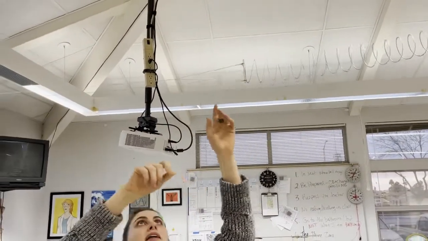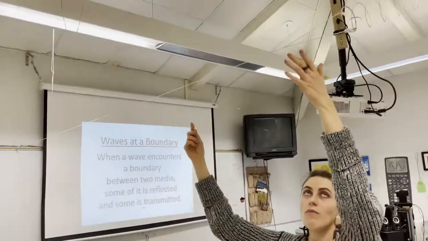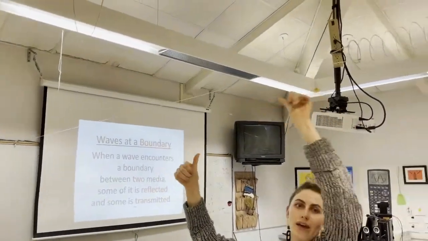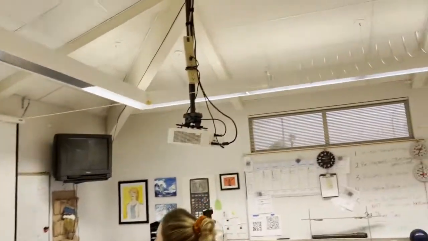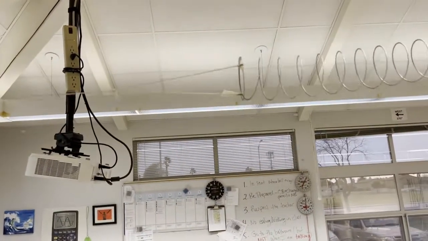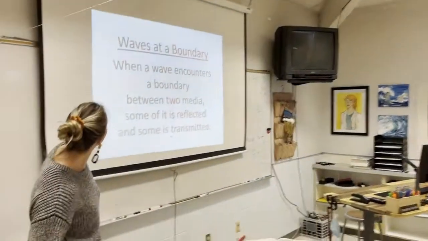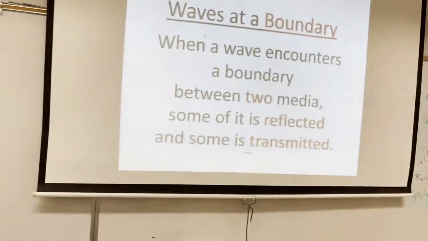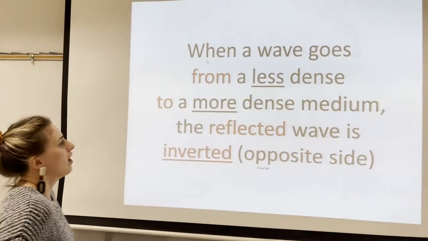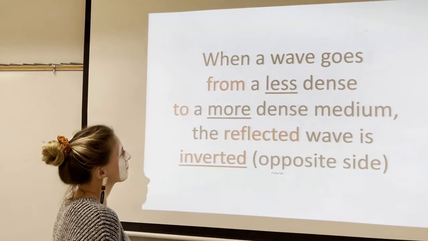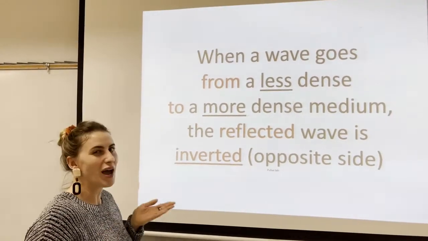And then also some of it, you can see the string wobbling here, gets transmitted this way, through the string. So that's what we're talking about. The boundary between the slinky and the string is right there. And some of it is reflected and some of it is transmitted. That's an important idea. All right, so let's talk about the media and how the media makes a difference.